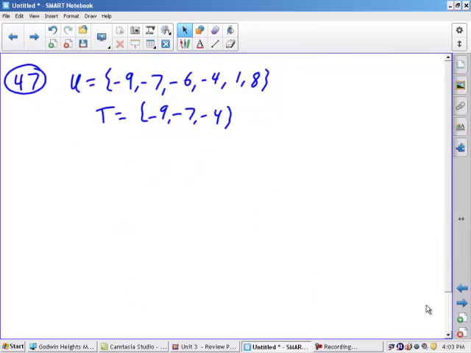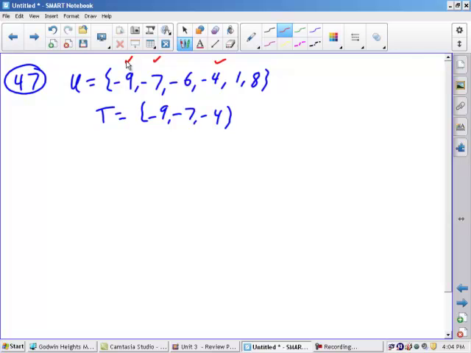Okay, number 47, it says U is the universal set. That's what you're starting with. Negative 9, negative 7, negative 6, negative 4, 1, and 8. And they tell you that T is a part of that, which happens to be negative 9, negative 7, and negative 4. So, just making a mental note, I used negative 9, I used negative 7, and I used negative 4.